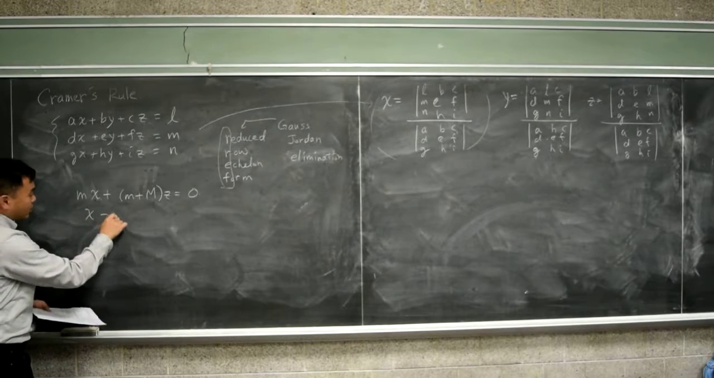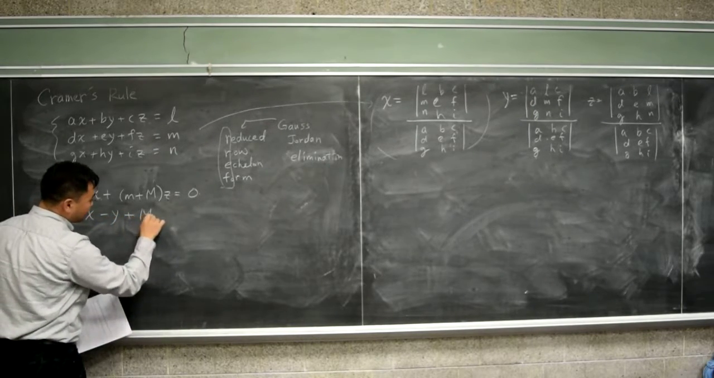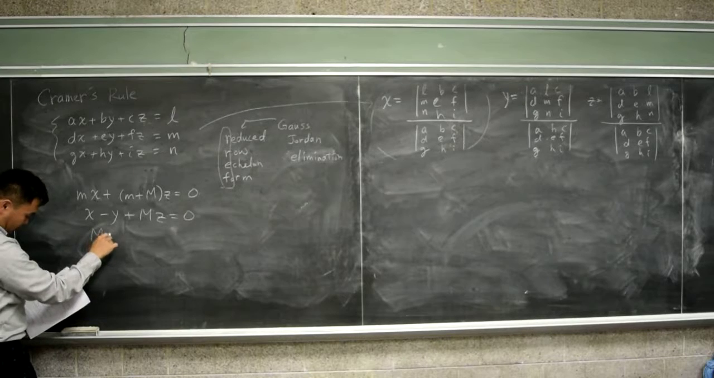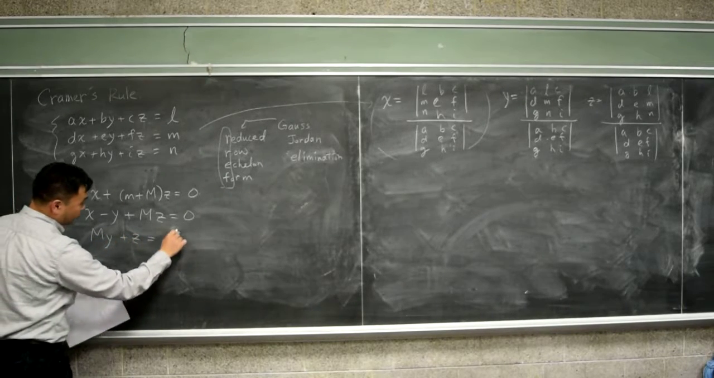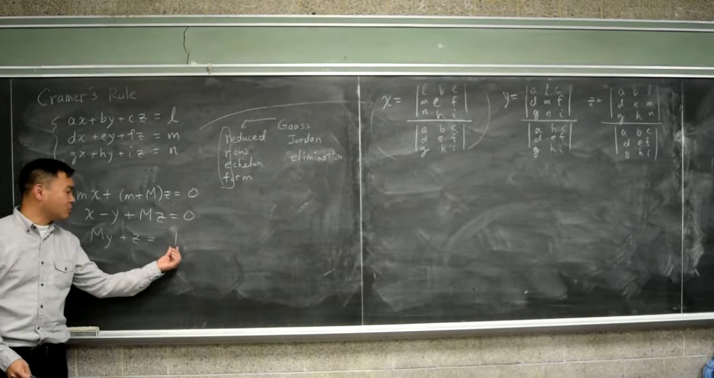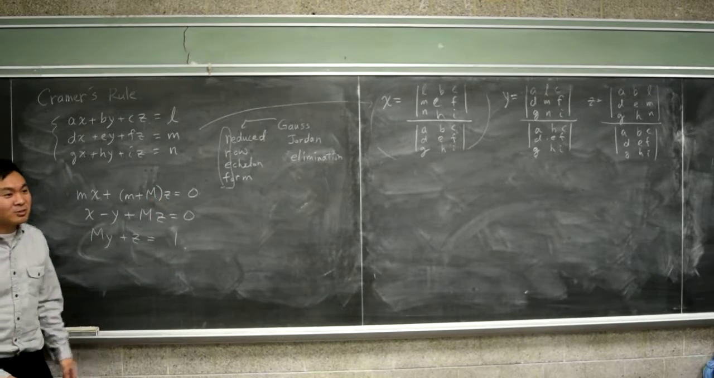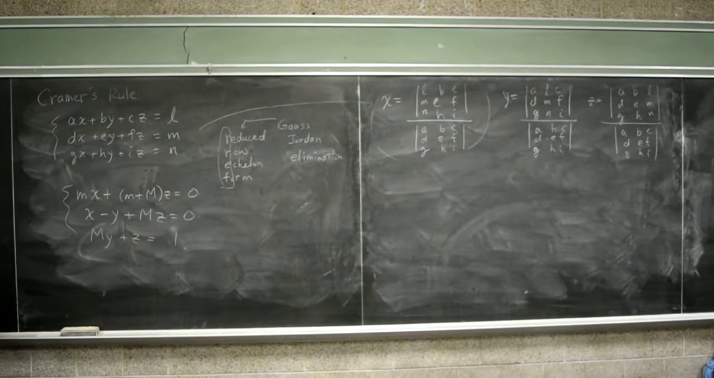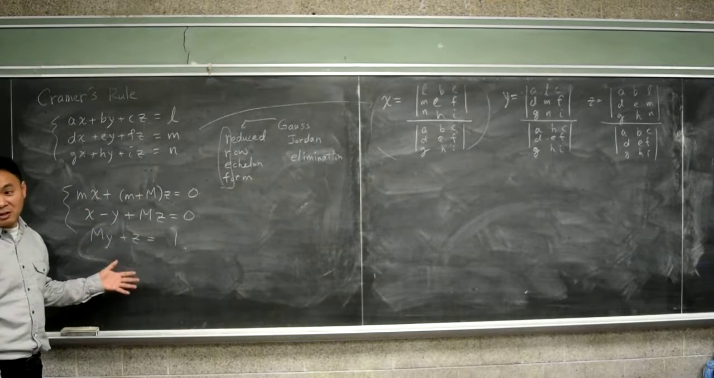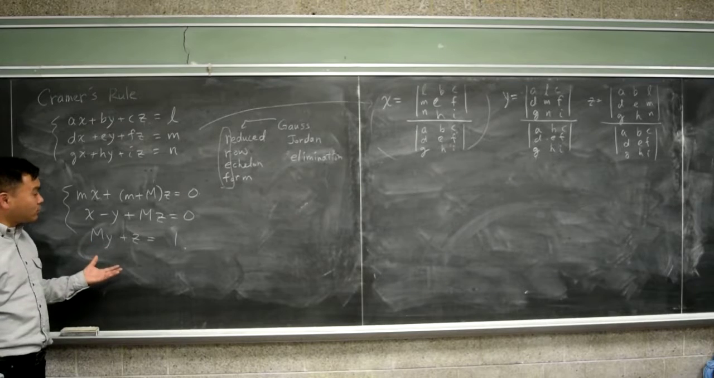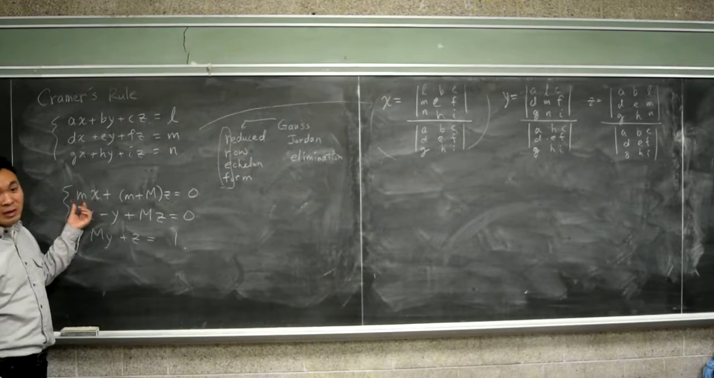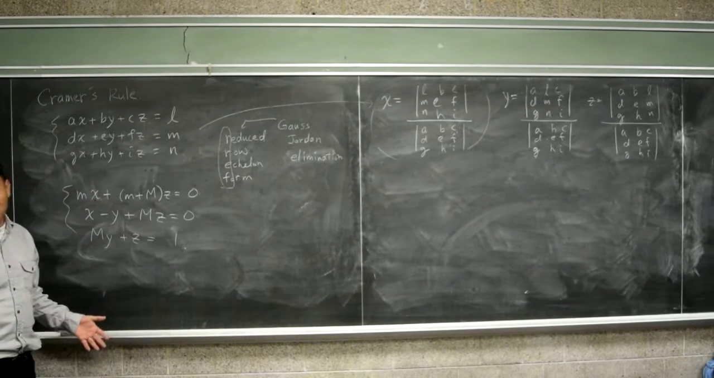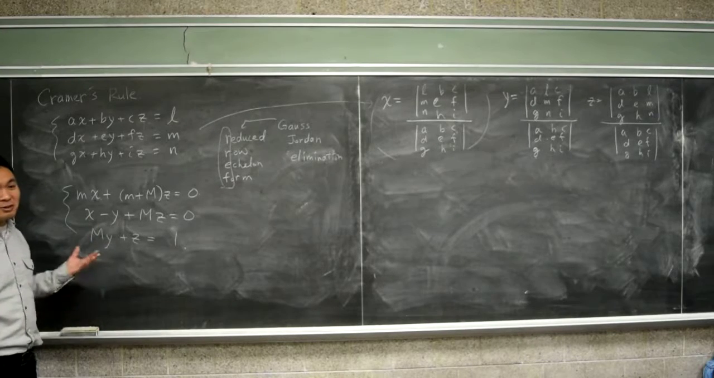So you have x minus y plus capital M z equal to 0, and capital M y plus z is equal to 1. Usually this will be the force F in some cases. When you're solving statics questions, you can have a system of equations like this, where x, y, z are unknowns, and because it involves two masses, small m and capital M, it's just too complicated to solve by hand. It's very confusing.